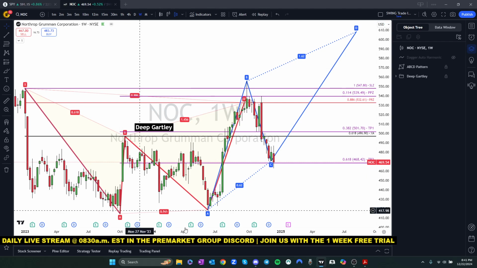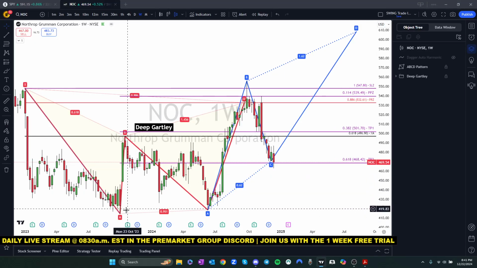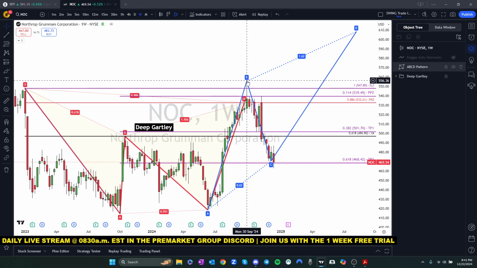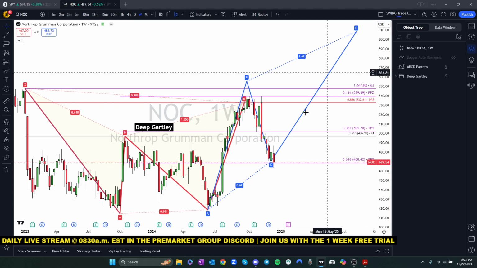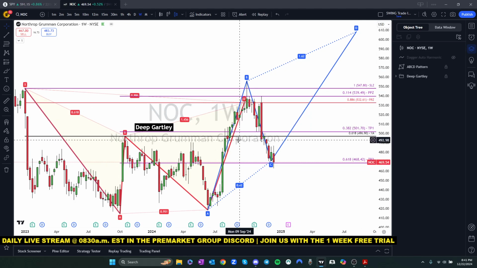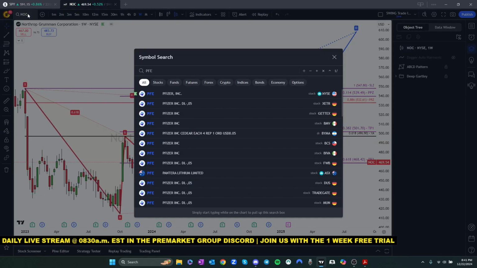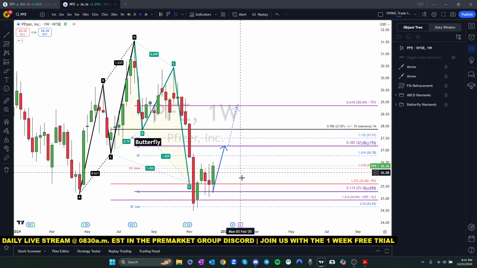Okay, let me go back to the booklet here. So one of the things with the ABCD pattern, as I've just shown, is it's involved with every harmonic pattern. There's normally always an ABCD in every harmonic pattern in some capacity. And then especially at the retracement of the pattern, when the pattern is done retracing, it can set up a continuation move, like what we see here. So let me look at Pfizer really quick, because this is something I had charted.